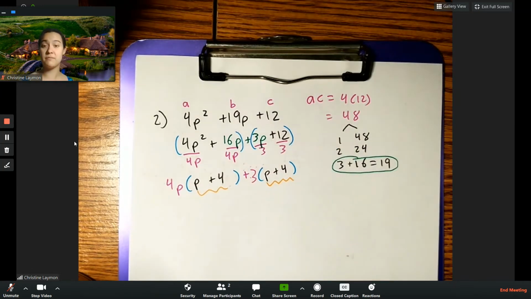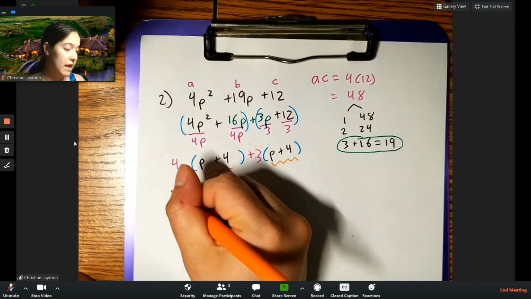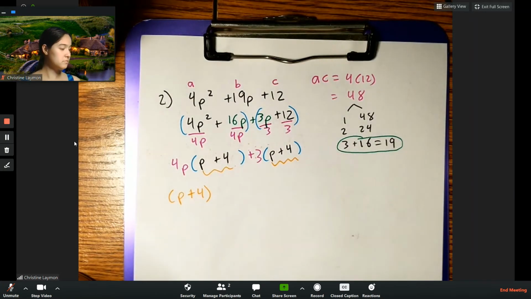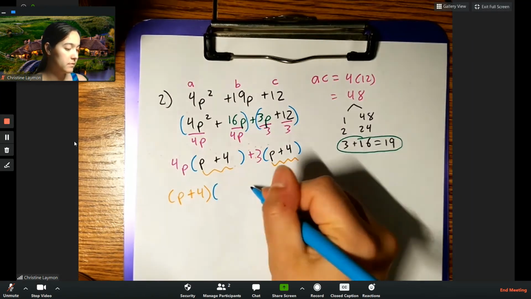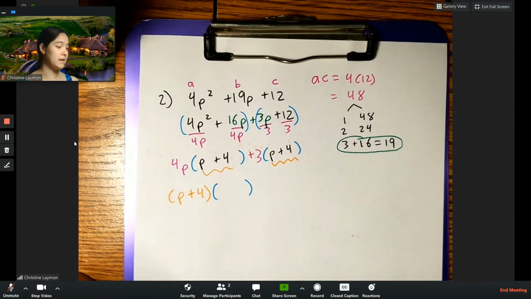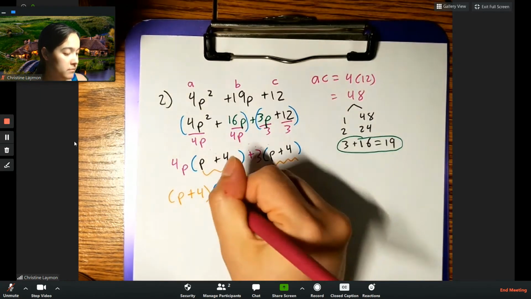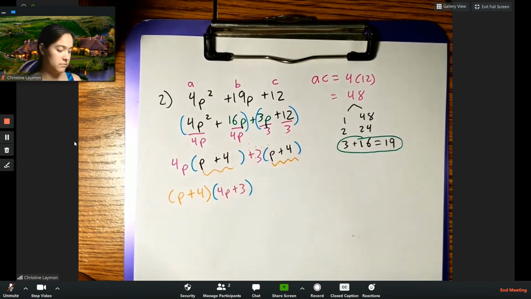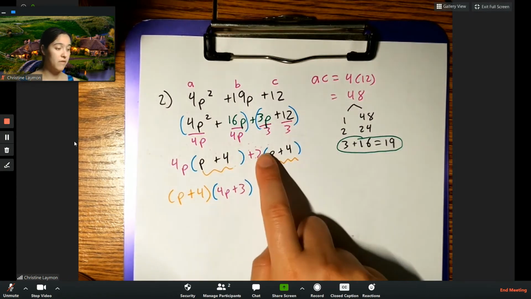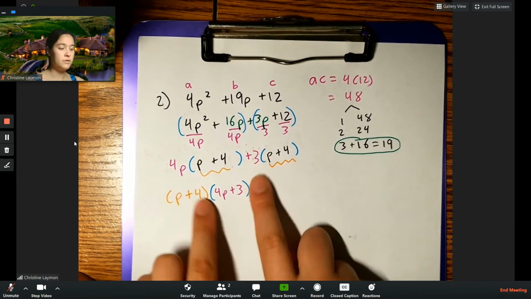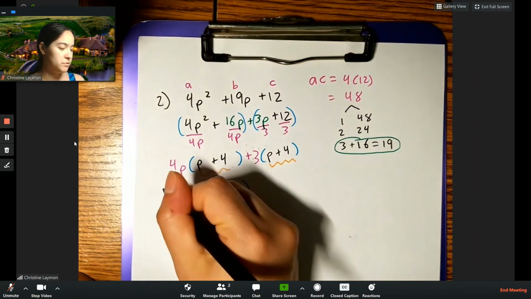Again, this stuff here is the same in both. So I'm going to have p plus 4 as one set of parentheses, and the other set is the stuff that was remaining. 4p plus 3. If you'd like, you can still show it as fully dividing this by p plus 4 and dividing that by p plus 4, but it's not necessary. I took out the chunks. The stuff that's left were the things in the front. 4p plus 3. So here we go.